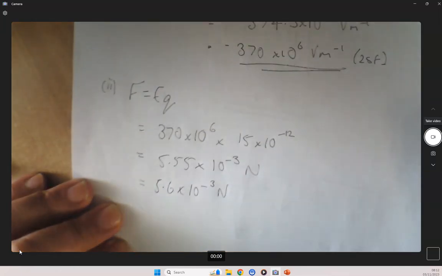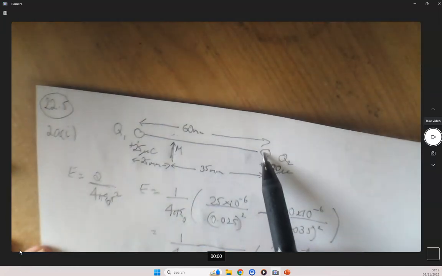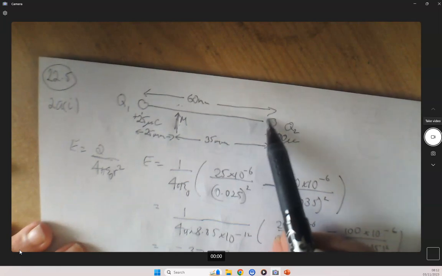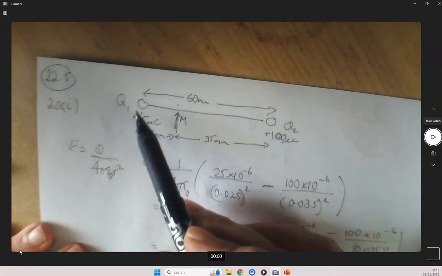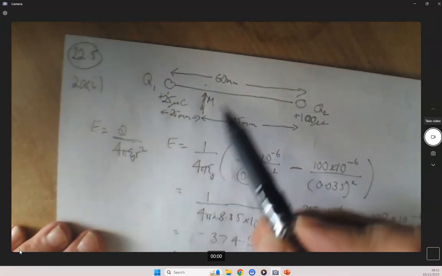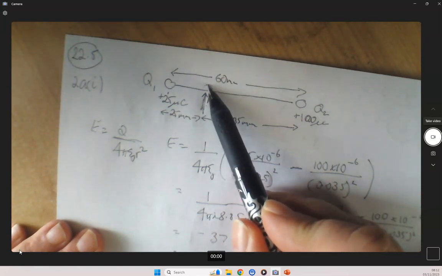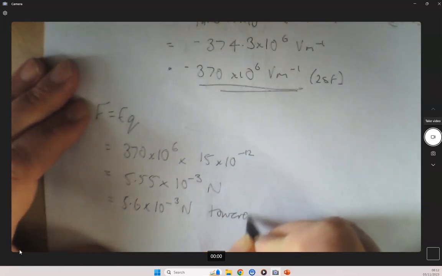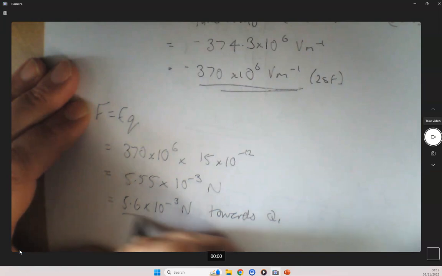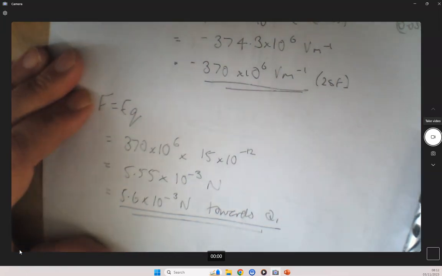Now, again, we said here, this is going to be having a bigger effect than this. We knew it from the minus sign. Therefore, the direction on a positive charge is going to be to the left, or towards Q1. There we go. Thank you very much.